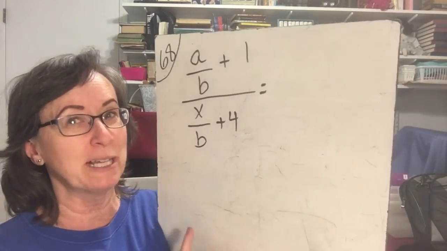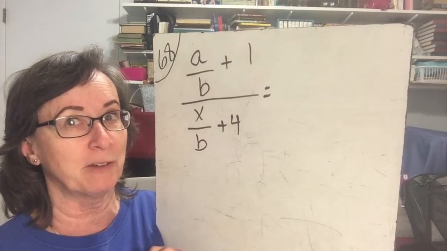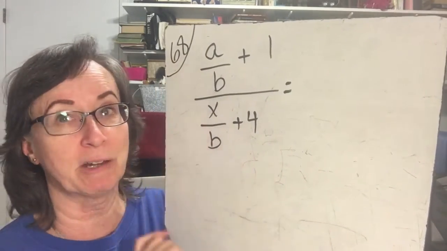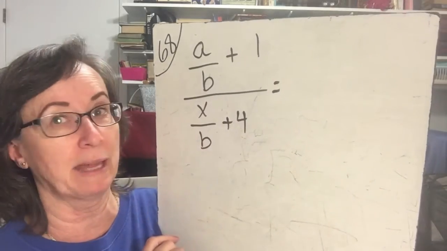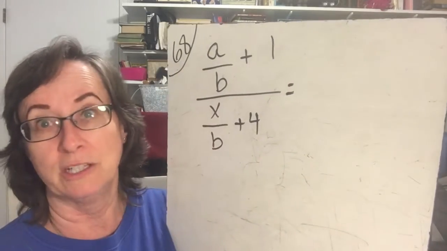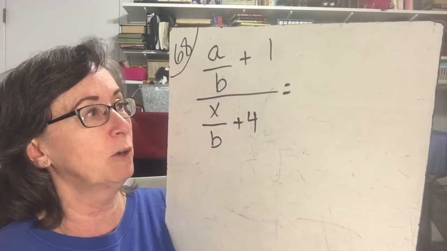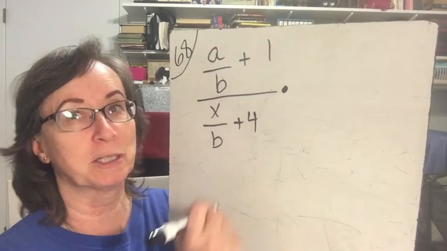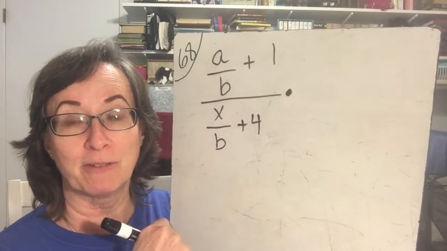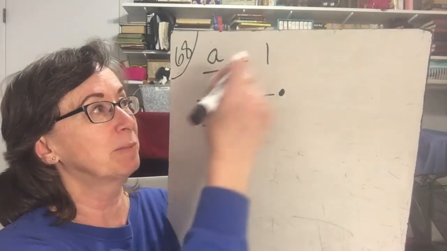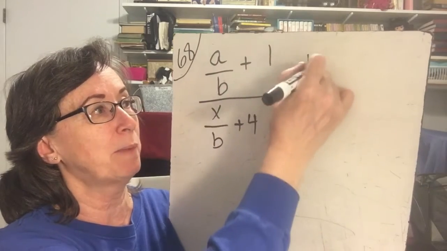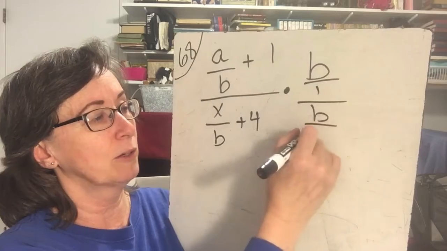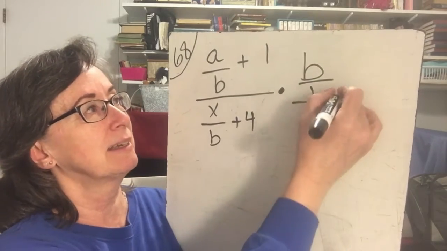I can always multiply the numerator and denominator by a constant. And even though it's a variable, we can treat it like a constant, by a single non-zero term. So, the first way I'm going to do it is multiply by the least common denominator of all the denominators. I'm going to multiply by b over 1 and b over 1. Let's see what it does.